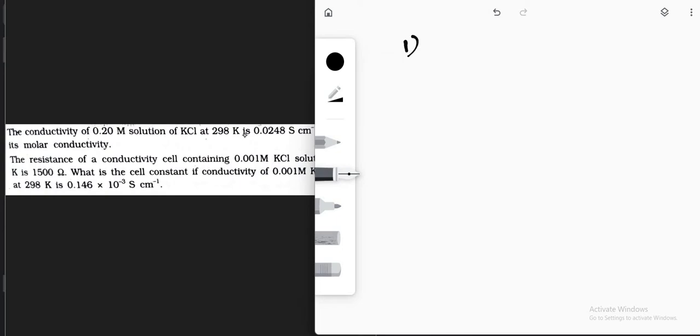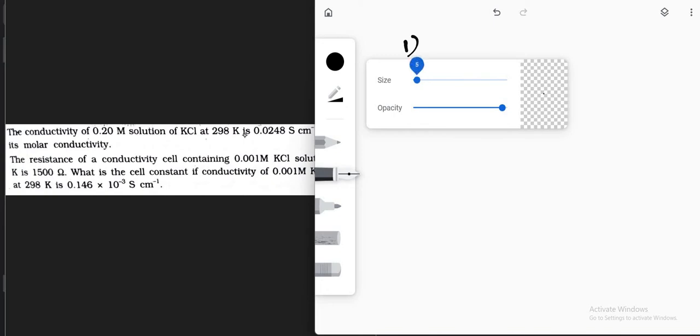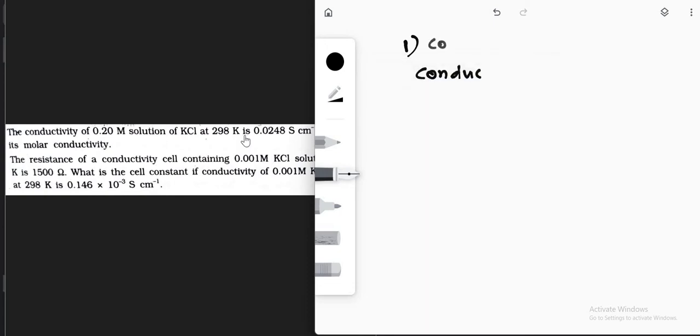So for question number 1, kappa is given. Conductivity means kappa. The kappa value is given, which is 0.0248. The unit is Siemens centimeter inverse. Okay, note the unit carefully.